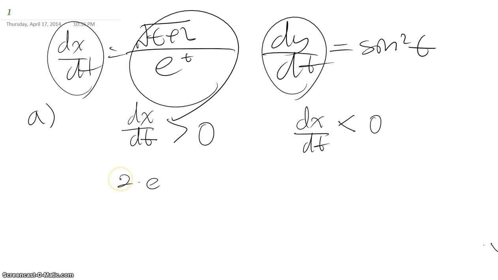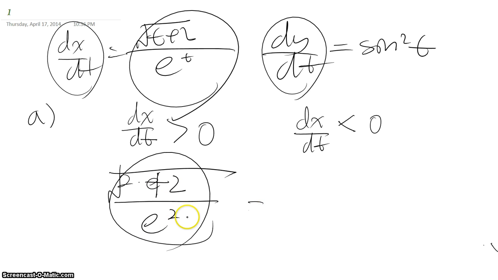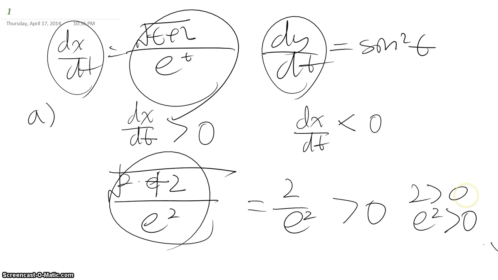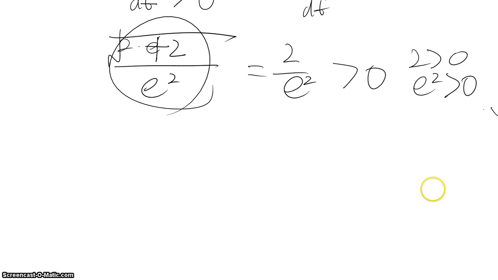In this case, when you plug the number in to this function, you get square root of 2 plus 2 over e to the 2. I don't really care what specific number it is, and it's definitely greater than 0, because the numerator is greater than 0 and e to the second is greater than 0. That part was easy.